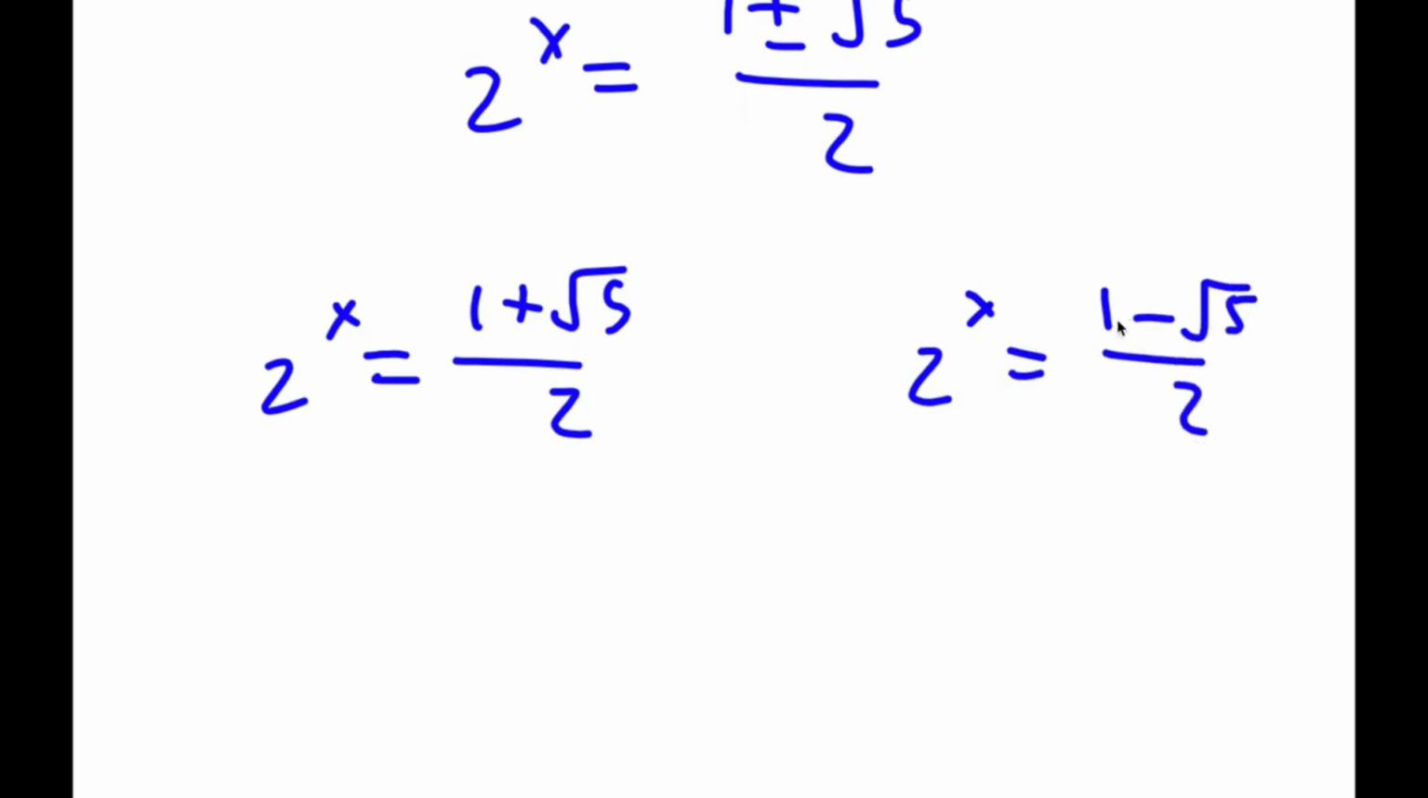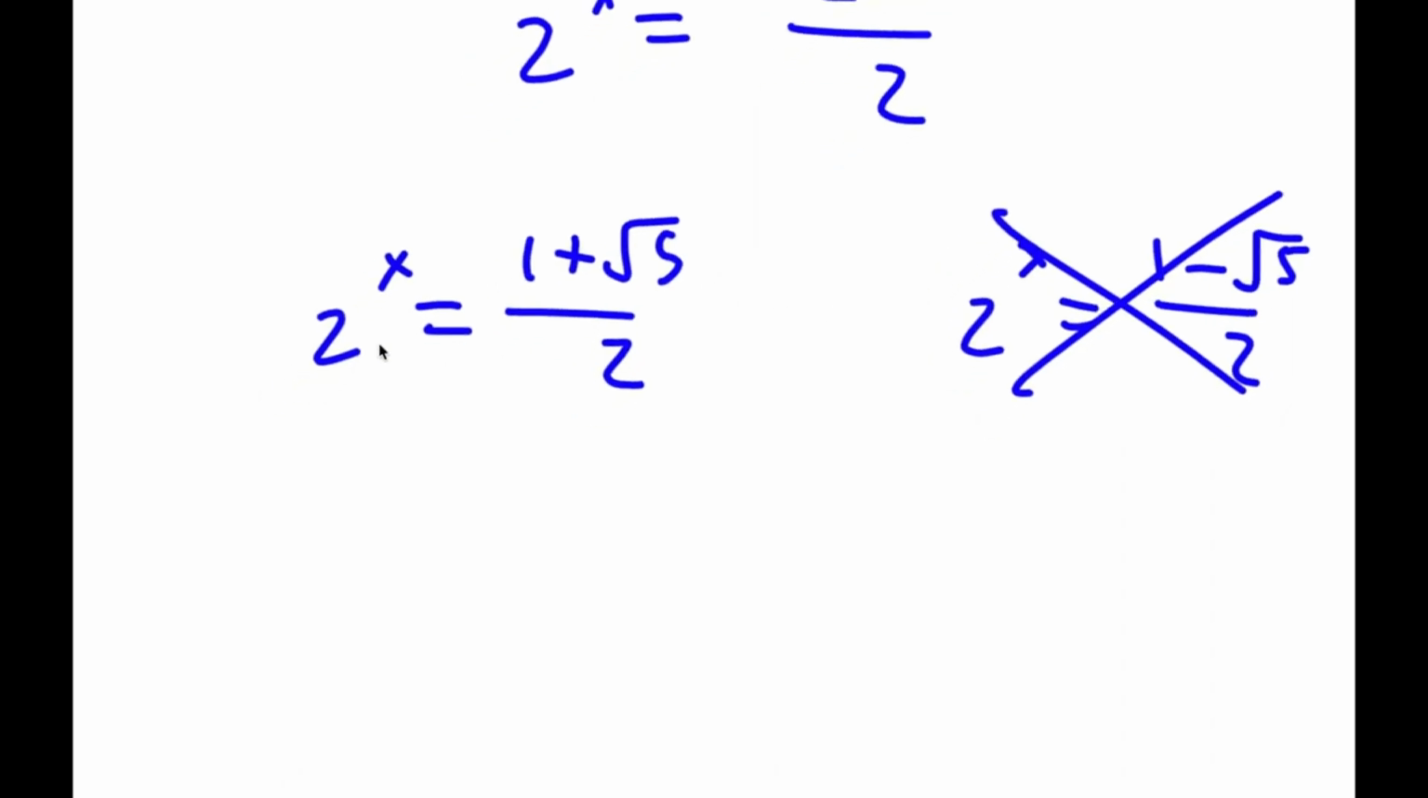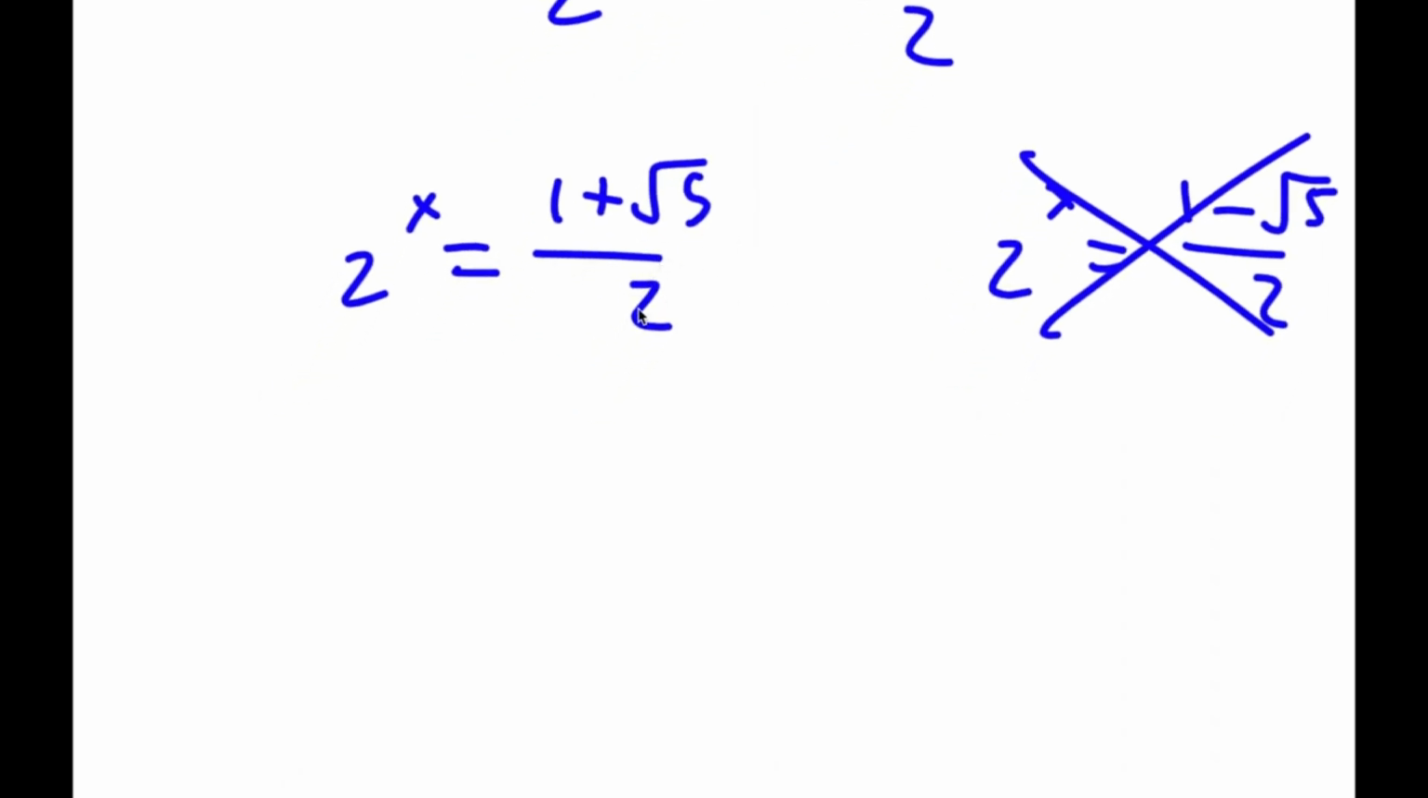First off, 2 to the power of x equals 1 minus the square root of 5 over 2. 1 minus the square root of 5 is going to be a negative number. And 2 to the power of an exponent can't equal a negative number. So this is wrong. So all I'm left with is 2 to the power of x equals 1 plus the square root of 5 over 2.